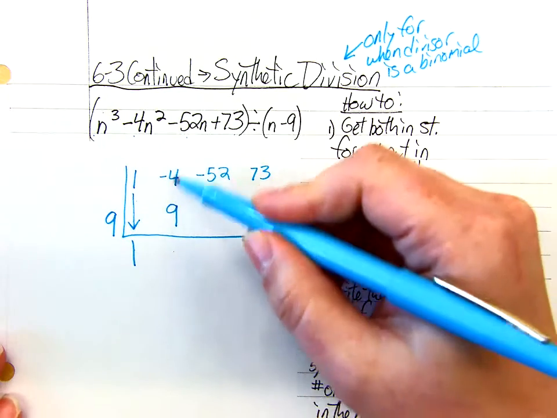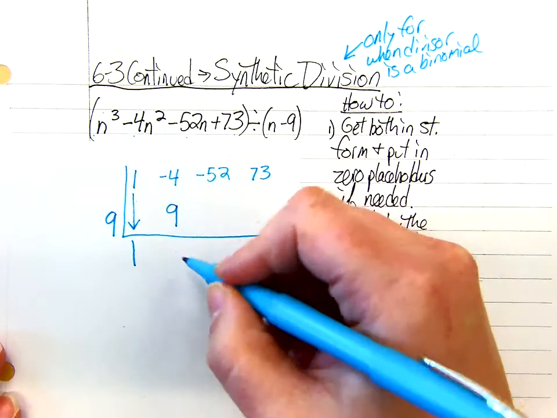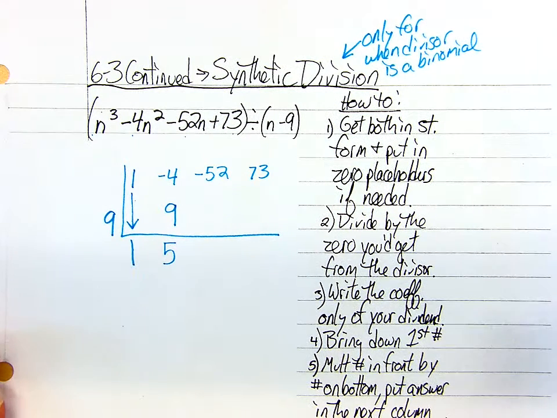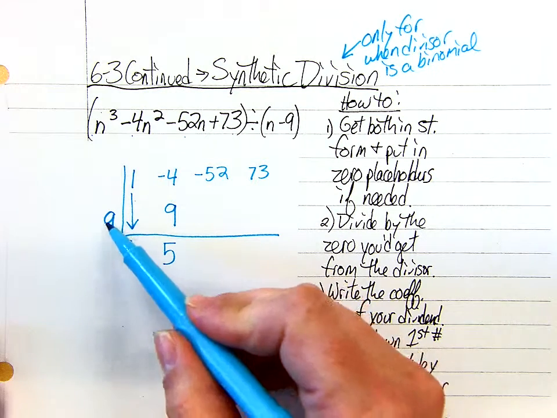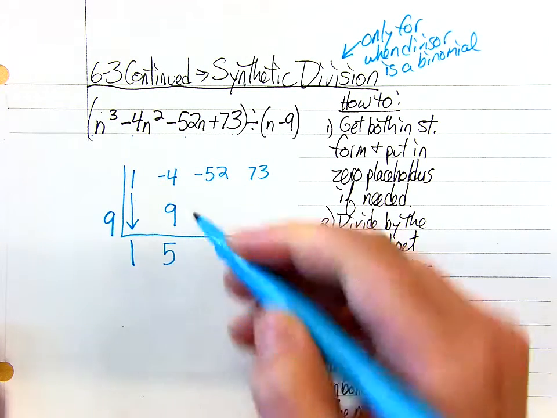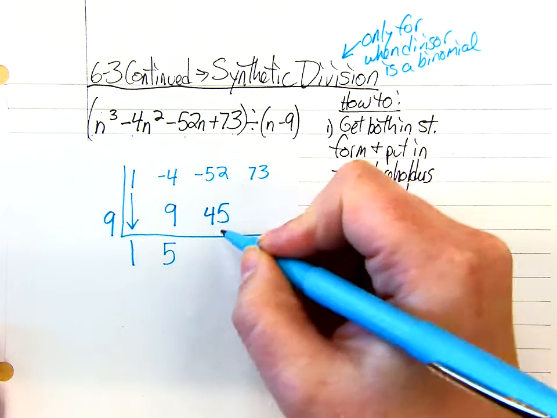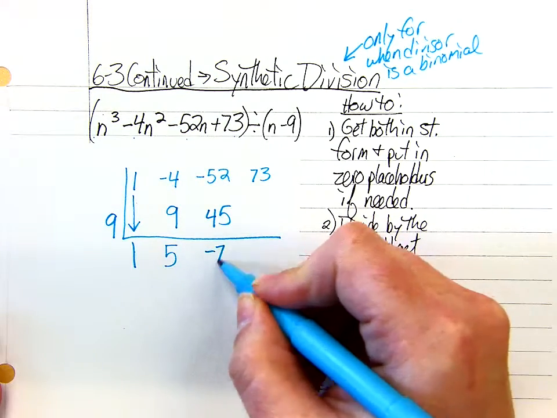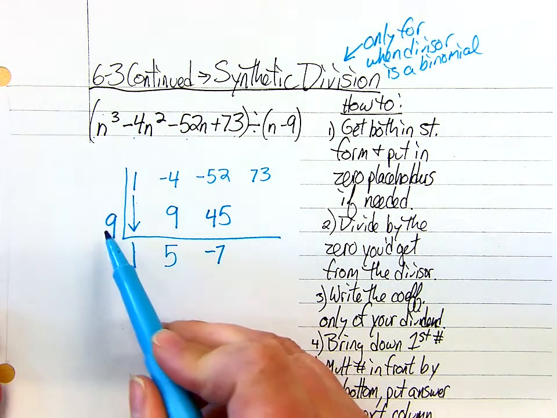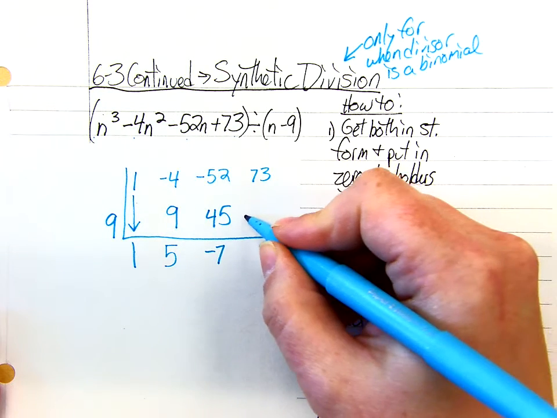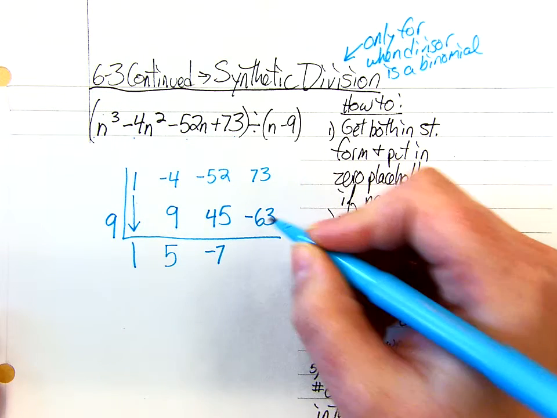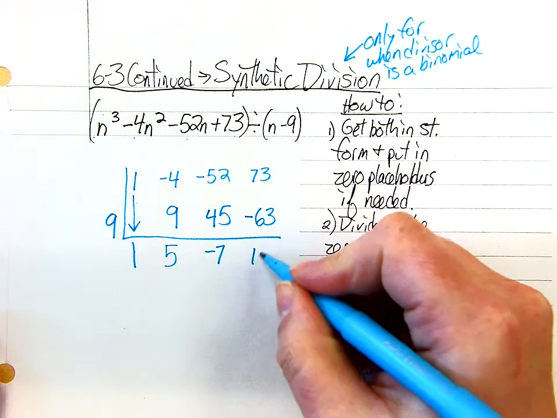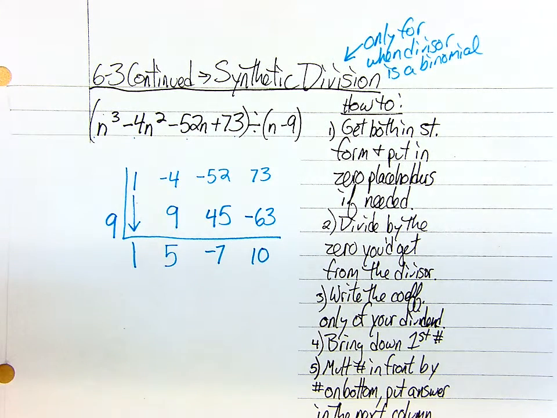And now all I have to do is combine these two numbers. So what's negative 4 and 9 get me? Positive 5. So I write the 5 down below. And now I'm just going to repeat that process again. So I'm going to do 9 times 5, which is 45, and I write it right here. And now just combine these two. What's negative 52 and 45? Negative 7. And then I do this one more round. 9 times negative 7, negative 63. Combine these two, what do I get? 10.